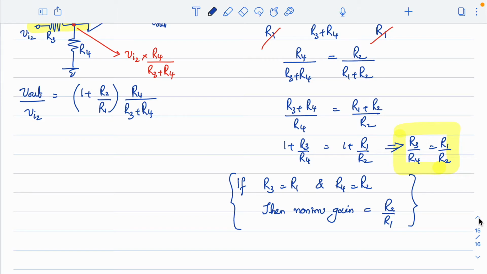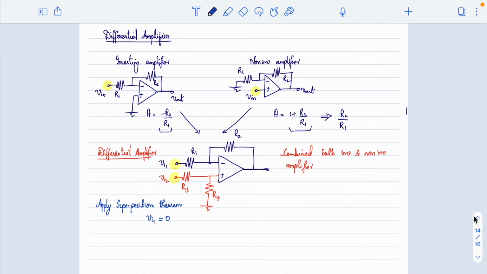I'll explain this again. What I have done is, I want to make a differential amplifier which can provide equal gain to both the inputs, both the input terminals. So the question is, why do we want inverting and non-inverting gain to be equal? See, I have two input signals and I'm applying them to an amplifier circuit.